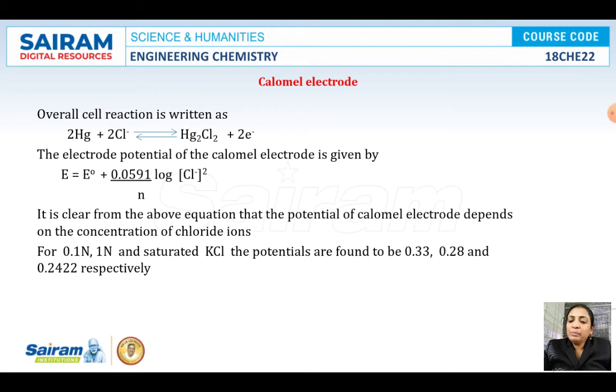When we use 0.1 normal KCl solution, the potential of the electrode is found to be around 0.33 volts, and when we use the 1 normal solution of KCl in the electrode, the potential will be around 0.28 volts, and when we use saturated solution of KCl in the electrode, the potential of the electrode is found to be 0.2422, right? So depending on the KCl solution used, the potential of the electrode will vary.